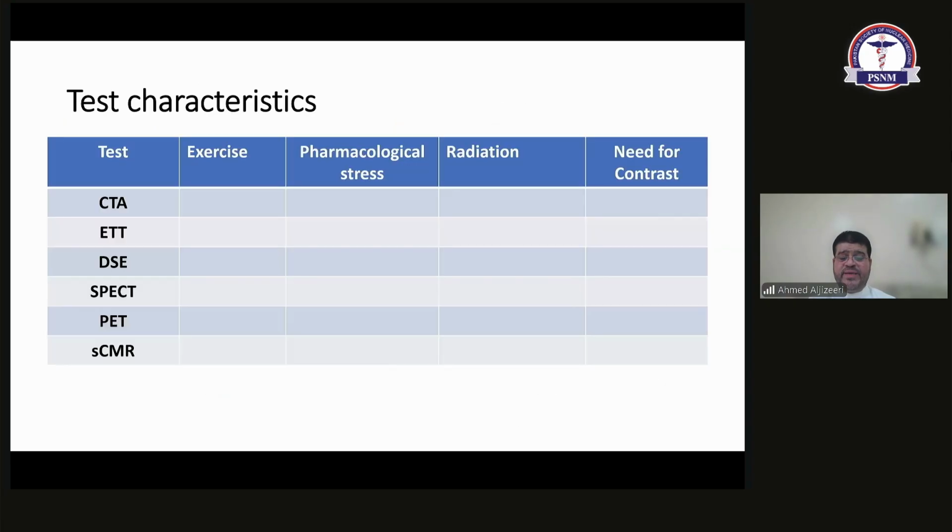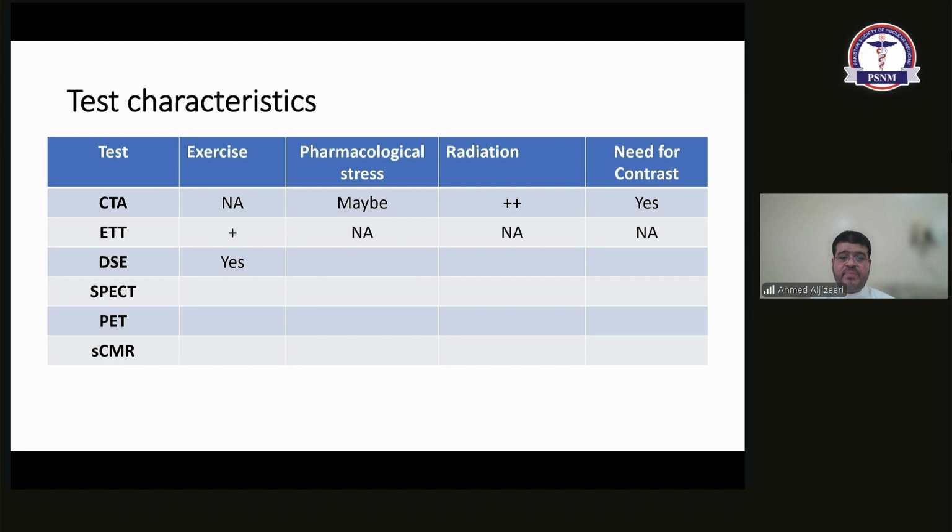So if we go to each one of them, if you look at CT angiography, you could see that we cannot provide functional testing. We may add a pharmacological stress test in order to elicit ischemia. It has some radiation, and definitely it has a contrast. Exercise stress test alone, it can be done with exercise. We don't need pharmacological stress testing. It has no radiation, doesn't need contrast, but unfortunately, it is very limited. It has very limited diagnostic accuracy of around 70%.